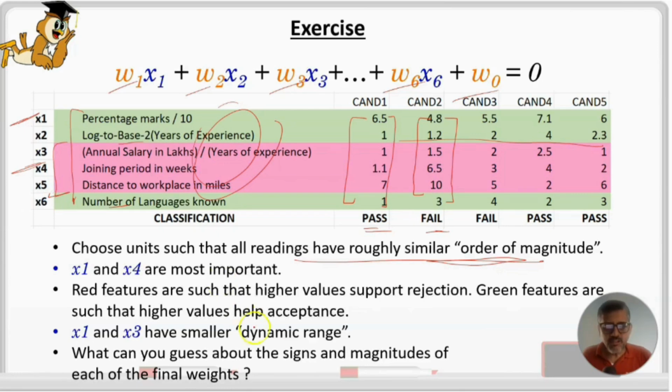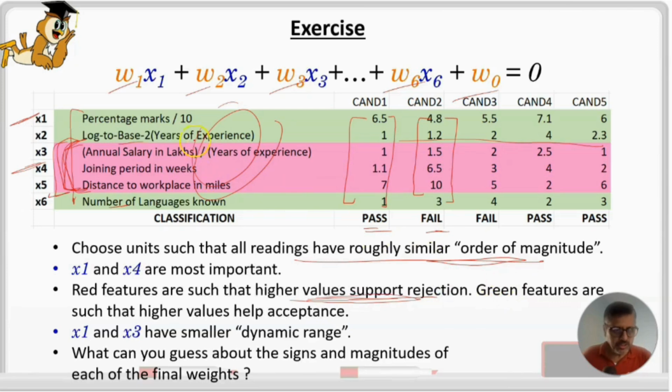And higher values of red here support rejection. Okay. So these are, in a way, annual salary in lakhs, joining period in weeks, and distance to workplace in miles. You prefer the values of these variables to be as small as possible while making your recruitment decision, right? So higher values support rejection.